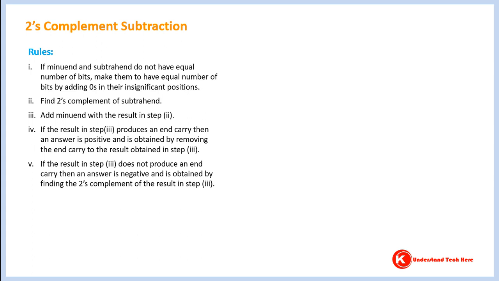Let's say we are given this to subtract. Let's try to apply rule 1. This part is minuend, this part is subtrahend. Look at minuend and subtrahend. There are 4 bits in minuend while 6 bits in subtrahend. So the number of bits are not equal in minuend and subtrahend.